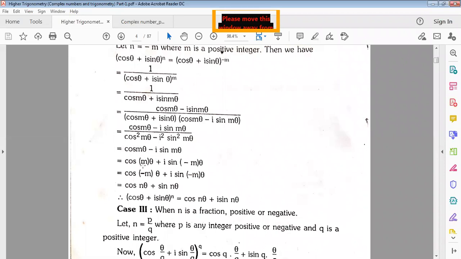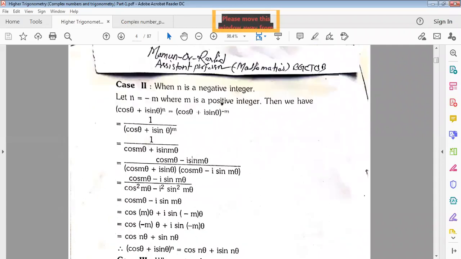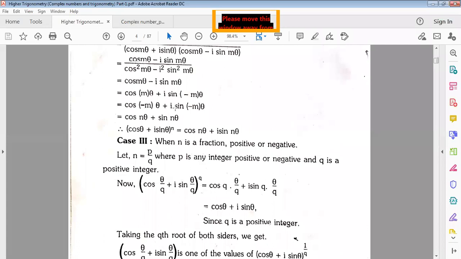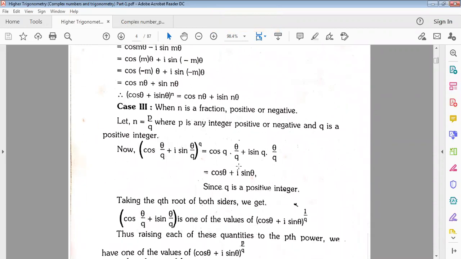Now, in bracket, just minus m, since minus sin minus theta equals minus sin theta, right? This minus goes into the angle side, minus m. We considered n equals minus m earlier, so replacing minus m with n, we get cos n theta + i sin n theta. That means (cos theta + i sin theta) to the power n equals cos n theta + i sin n theta. For both cases, we prove that (cos theta + i sin theta) to the power n equals cos n theta + i sin n theta.